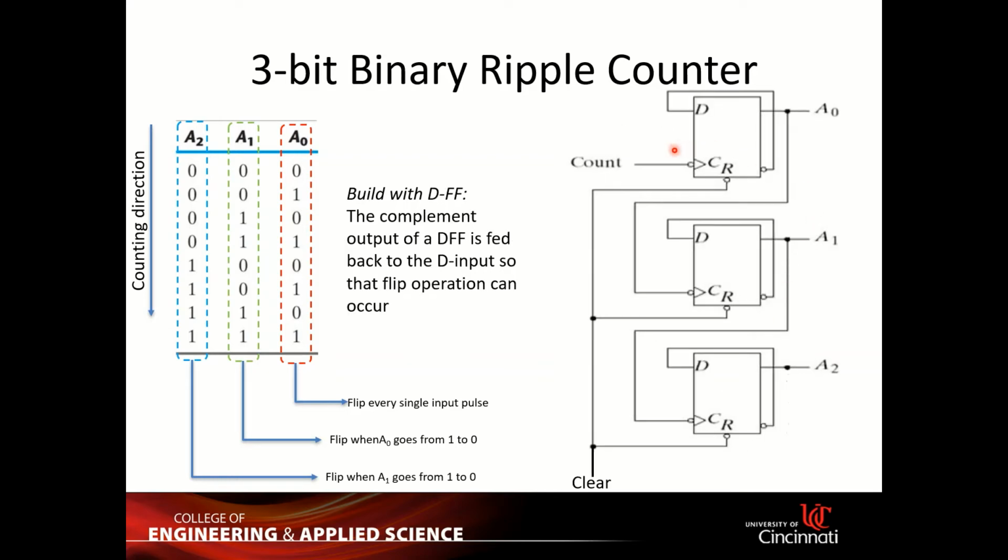You can also build your 3-bit binary ripple counter with a D flip-flop, but the main concept is the same. You need to make sure that you have a flipping operation for all 3 flip-flops that you have in here. So in order to supply a flip operation, you want to feed the complement output of that D flip-flop back to its input. Okay, so if you do this, you provide a flip operation, and the same thing remains.